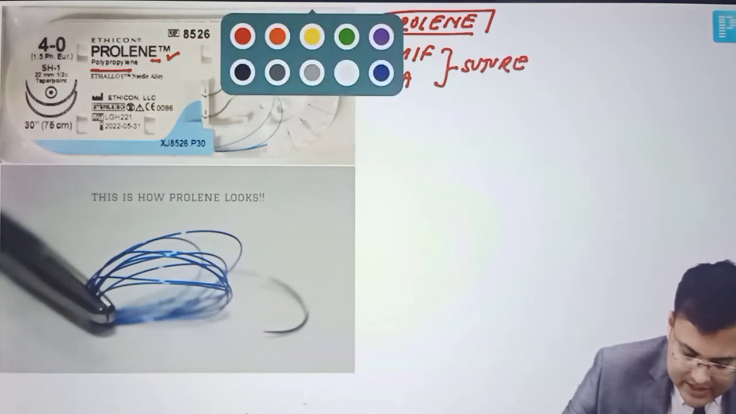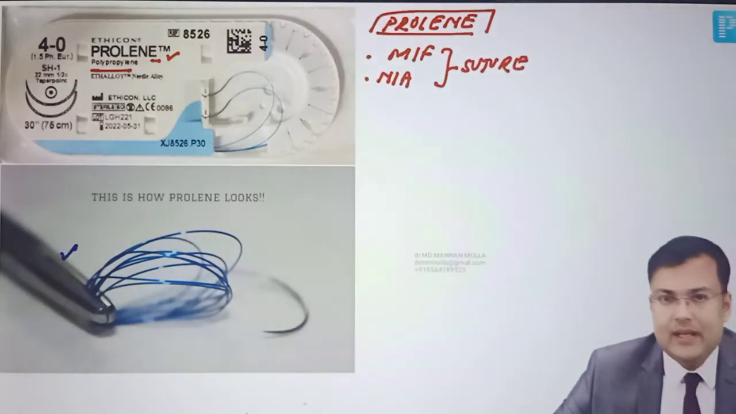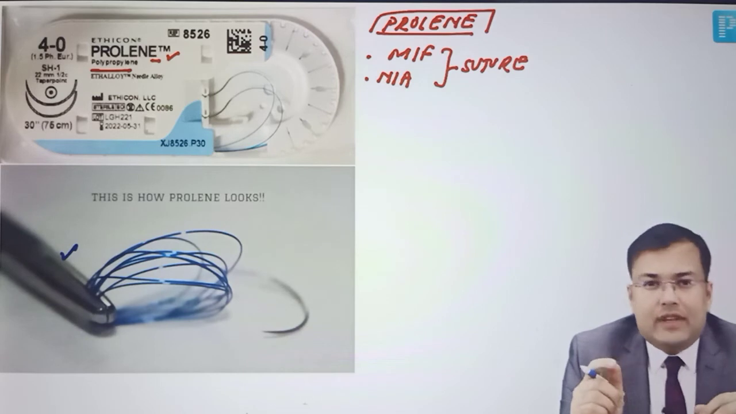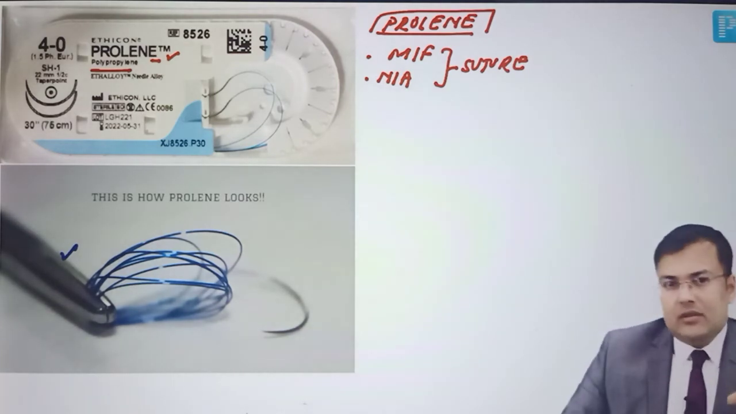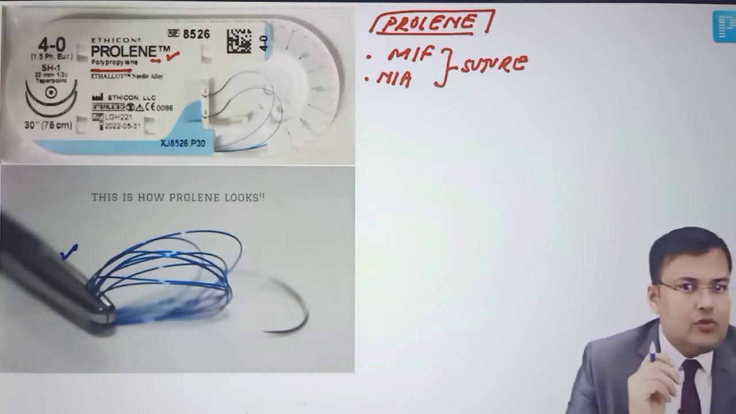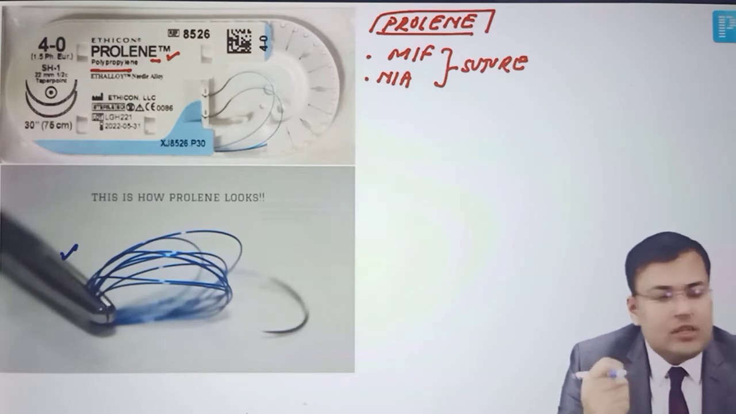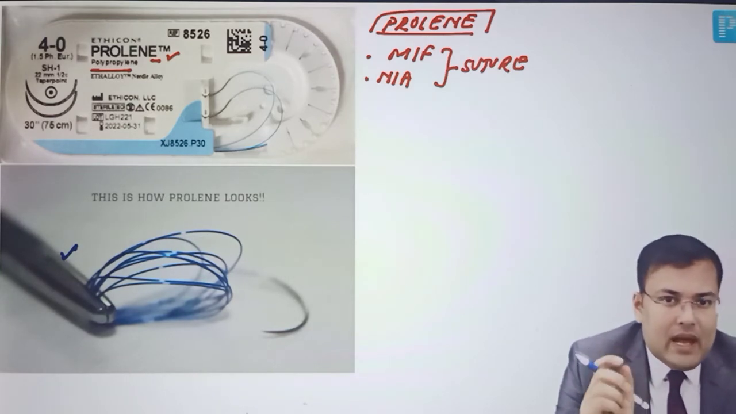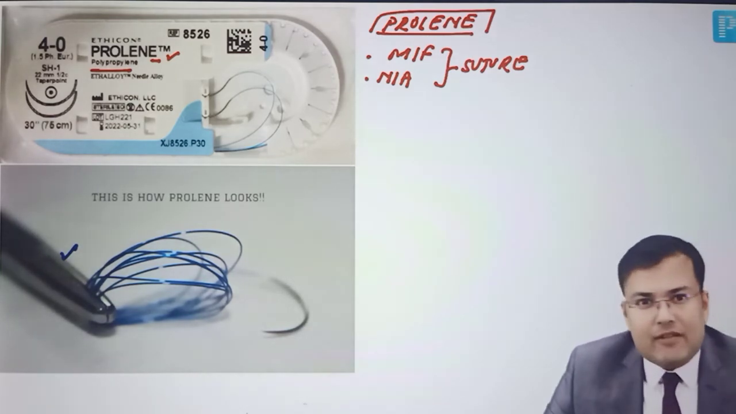Clear? Now you can see here that an artery forceps is being applied. Whenever we use Prolene, you have seen it especially during suturing of the rectus sheath in laparotomy, you notice that at one end of the suture, mosquito forceps are applied. So why do we apply the mosquito forceps? Because this suture has a very strong memory.